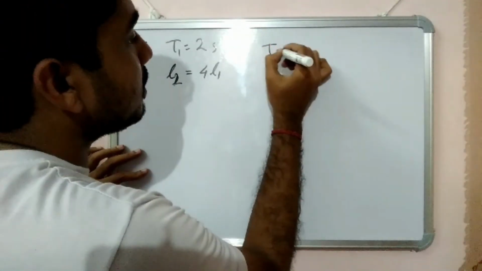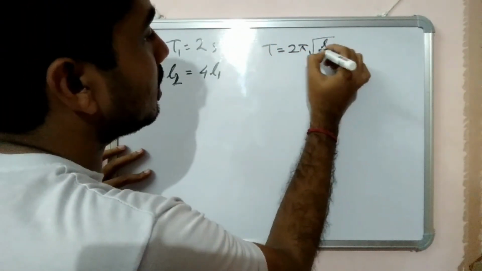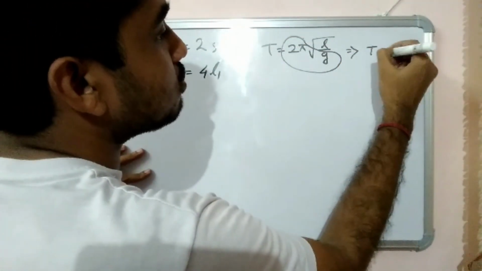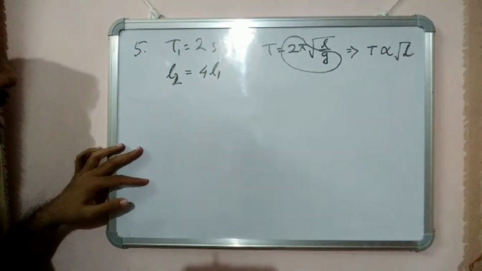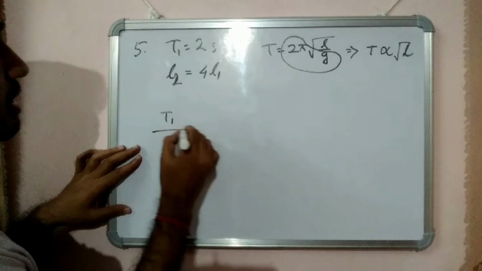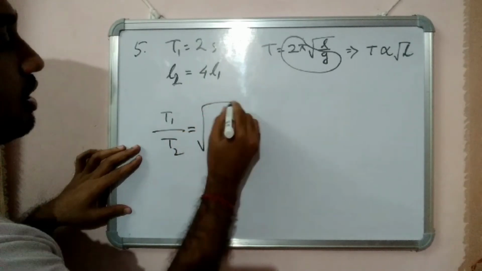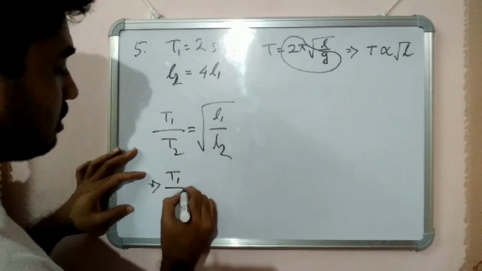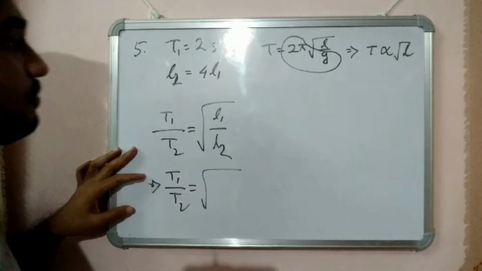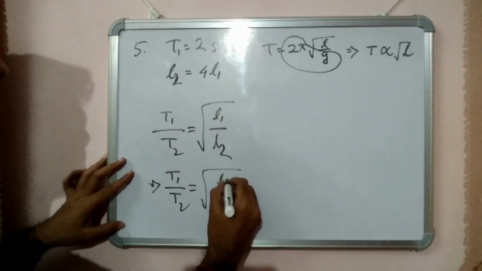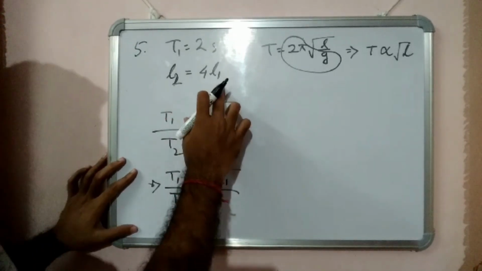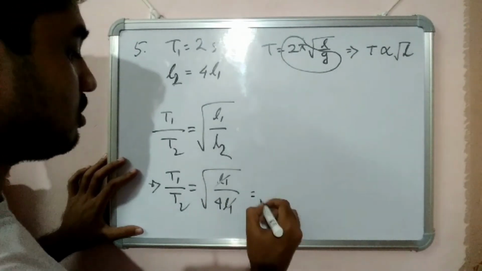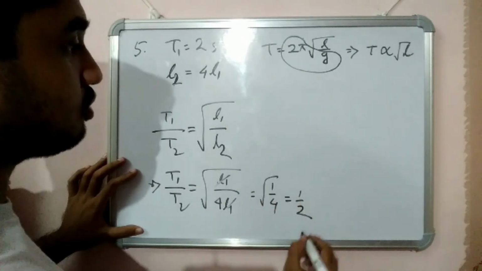So we know time period is equal to 2 pi root L by g, and this whole term is a constant, so T is proportional to root L. Now we can write it like T1 by T2 is equal to root under L1 by L2, and from this T1 by T2 is equal to root under L1 by 4L1, that is increased by 4 times, and L1 gets cancelled, so it will be root of 1 by 4, and it is 1 by 2.